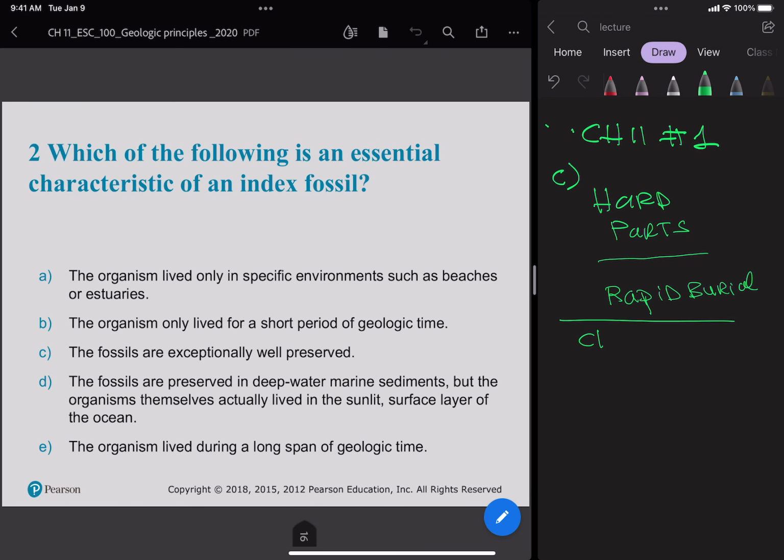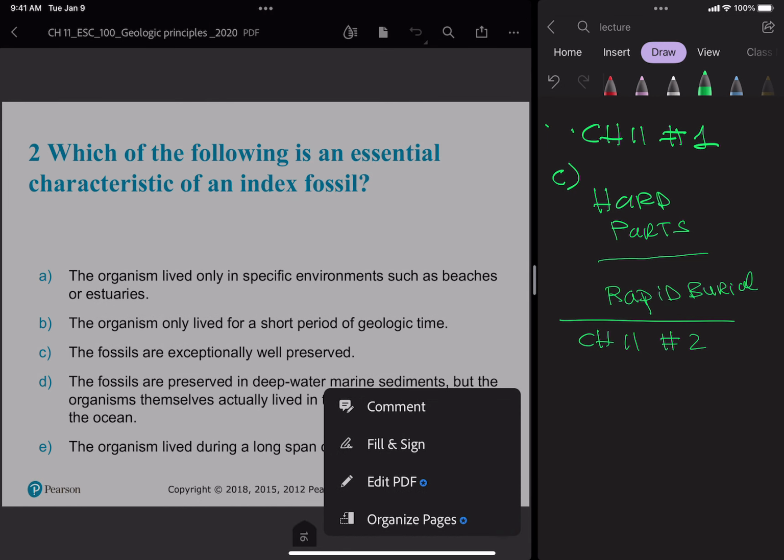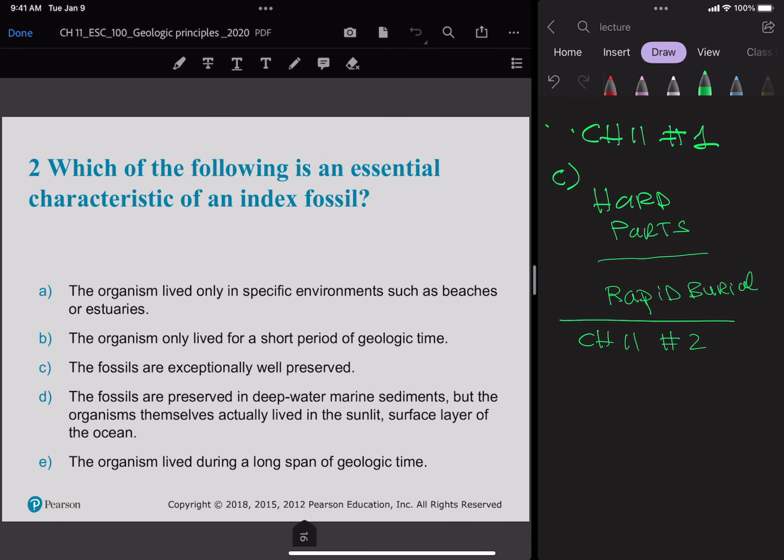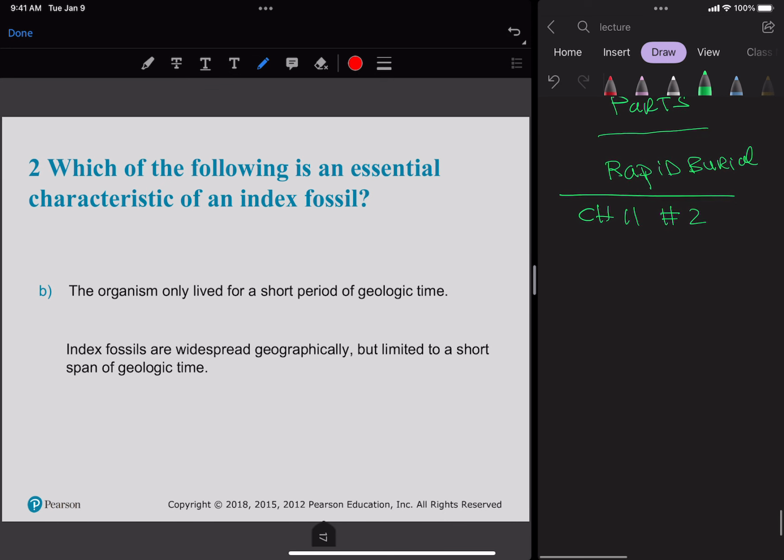Okay, chapter 11, number 2. So what are some properties of index fossils? Okay, let's check.